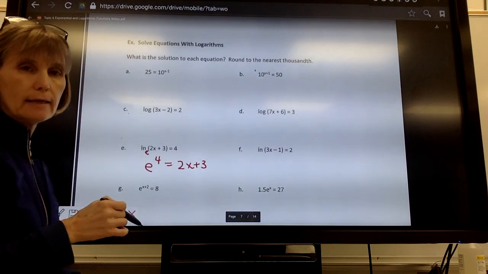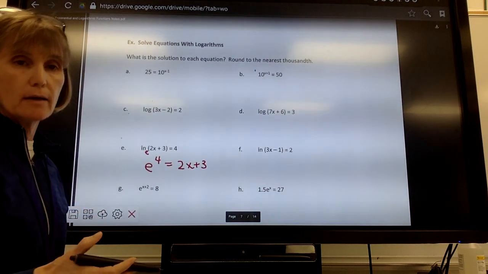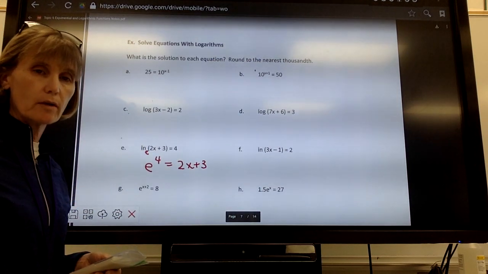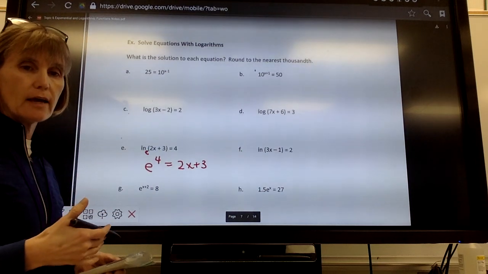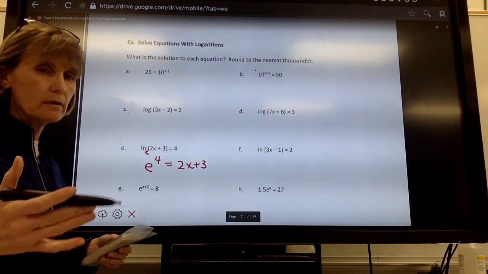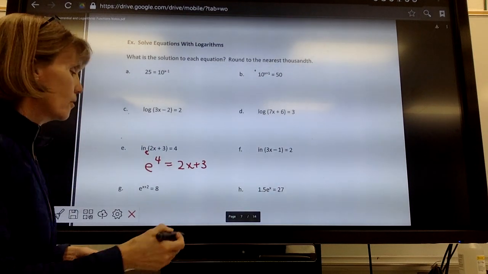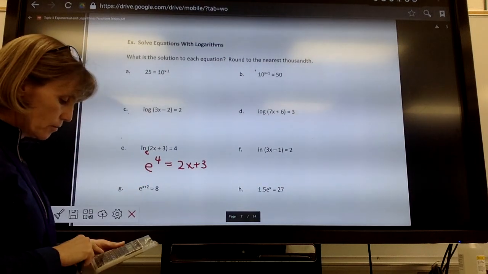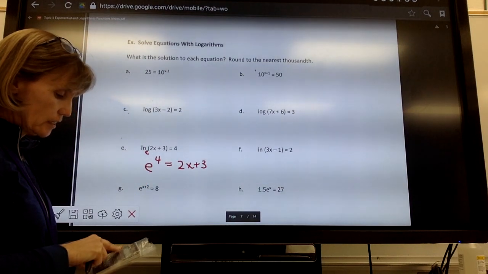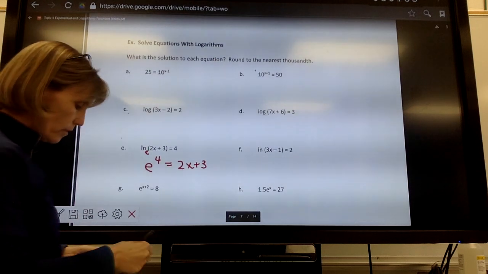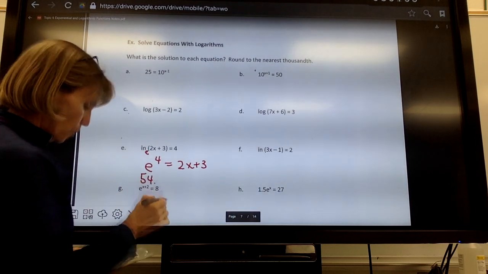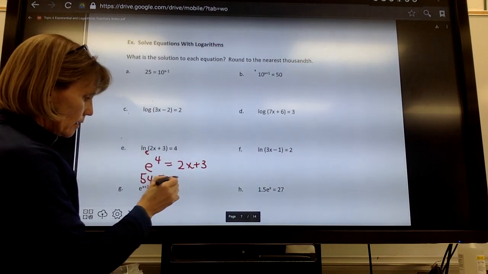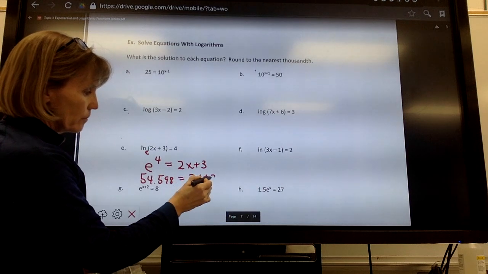Now remember, that e expression is a lot like pi. Pi has a value of 3.14159, and that decimal keeps going. Well, e is similar to that. e has a value of 2.71 something something. It keeps going. Okay, so you have a key on your calculator that evaluates your e. Remember, you need to put your exponent in first and then hit your e to the x key. I'm going to go ahead and round that. That's 54.598. And that's equal to this 2x plus 3.